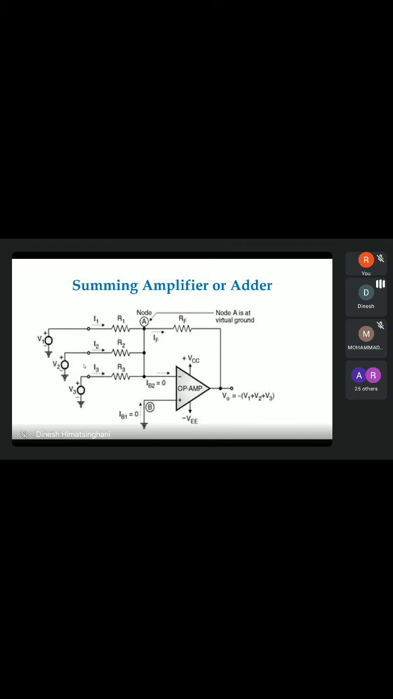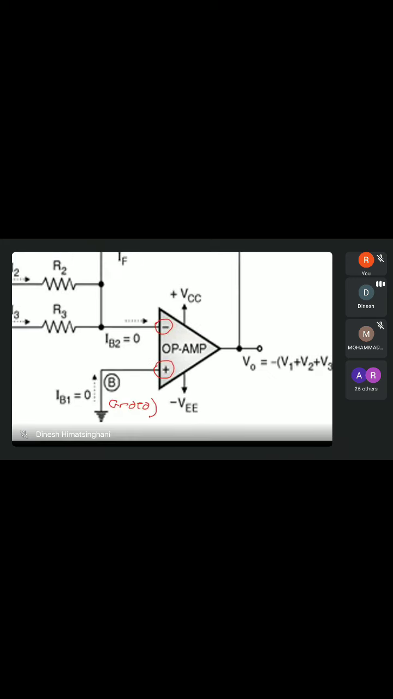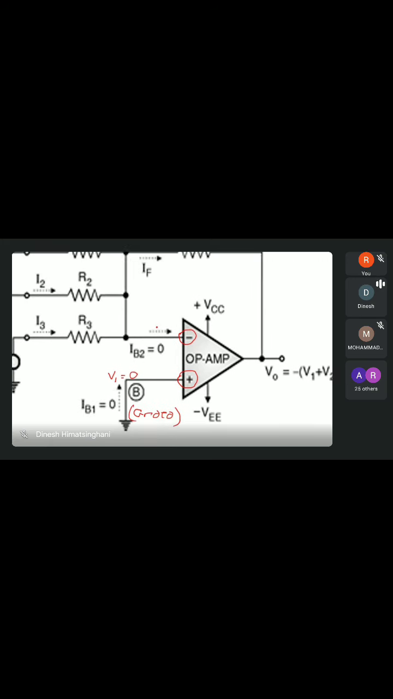Okay, look at this circuit now very, very carefully. This is the circuit of a summing amplifier. I will also show you how to convert it to an adder. This is the inverting input. This is your non-inverting input. Your non-inverting input is grounded. So if there is a voltage here, it is going to be 0. So the voltage here is also going to be 0.